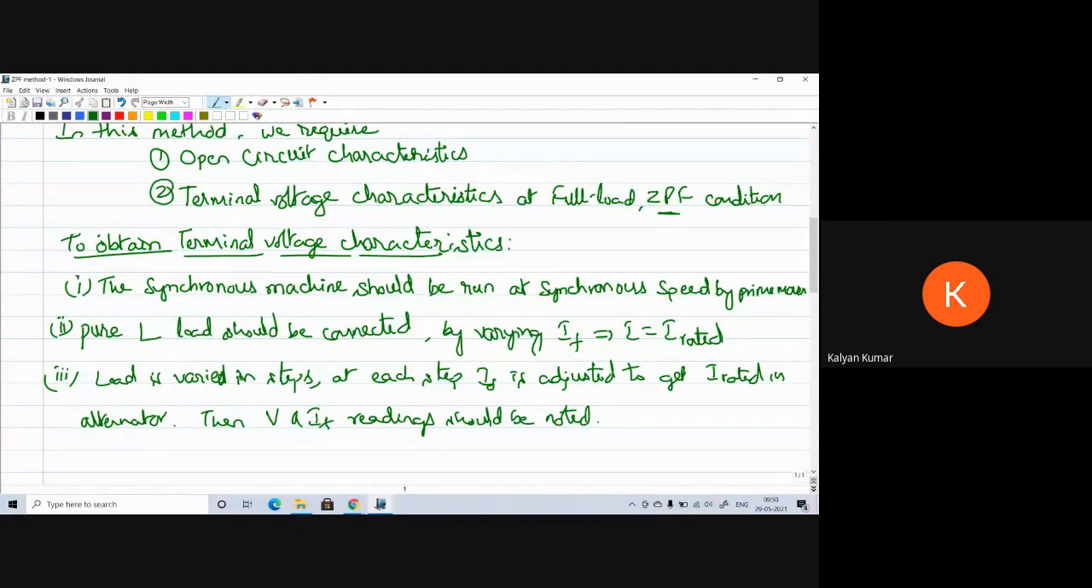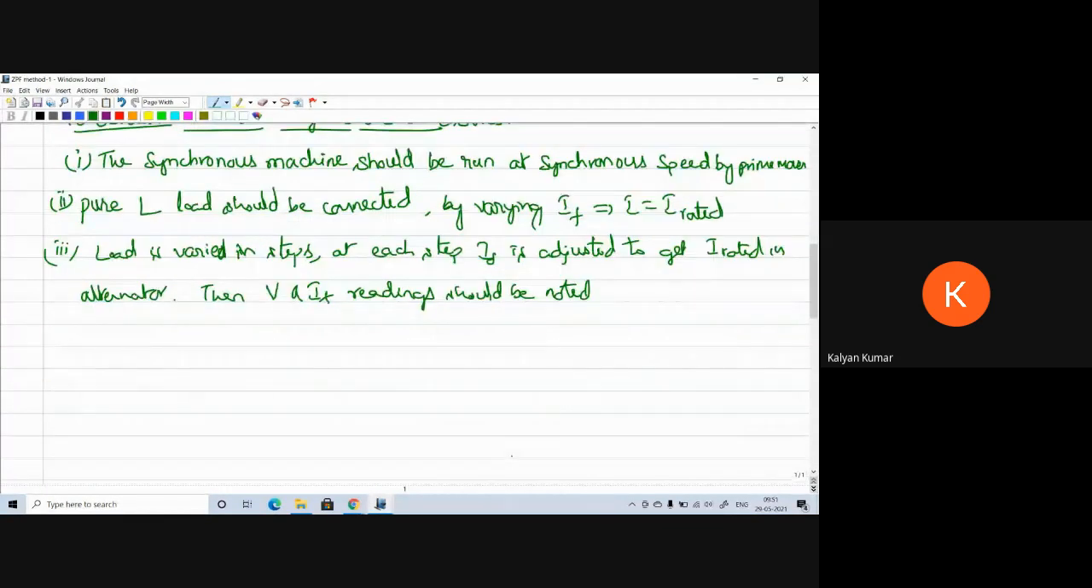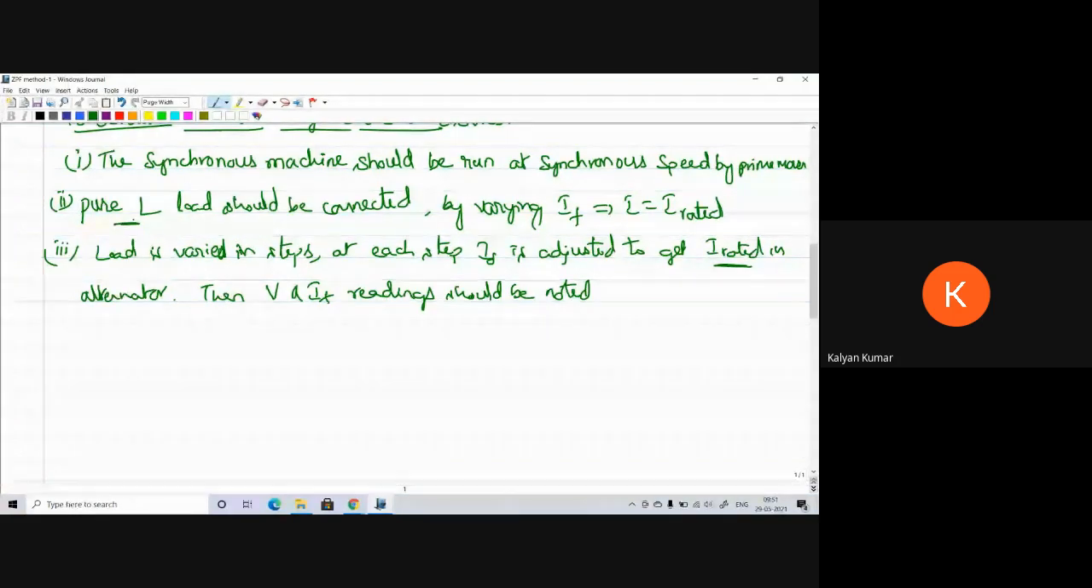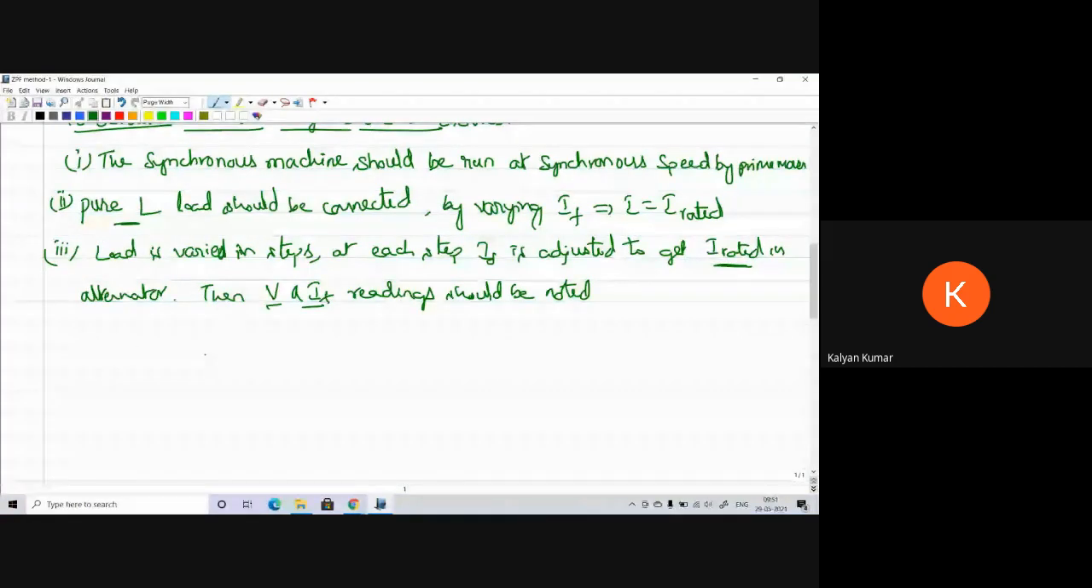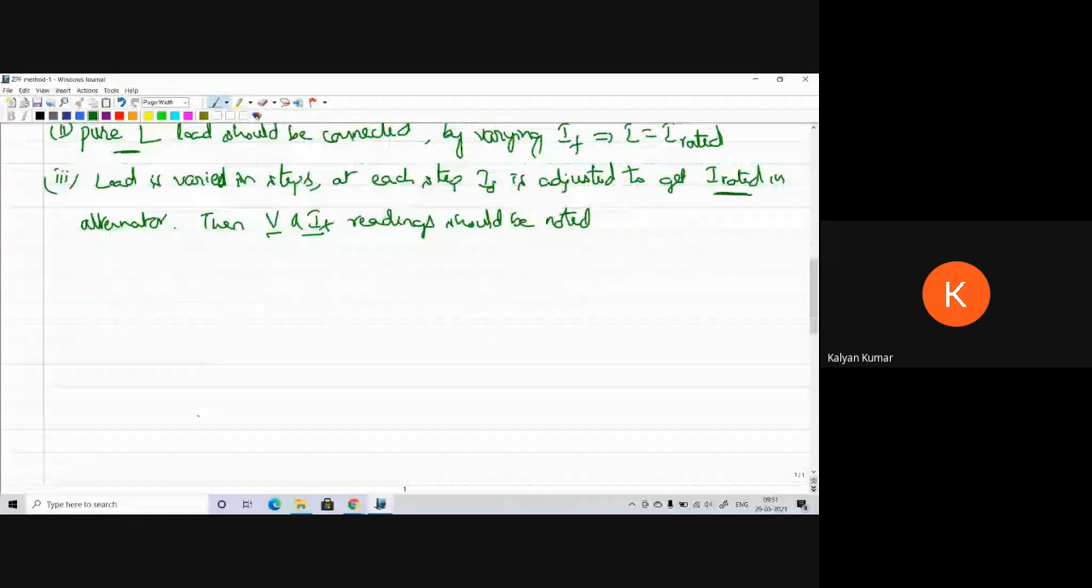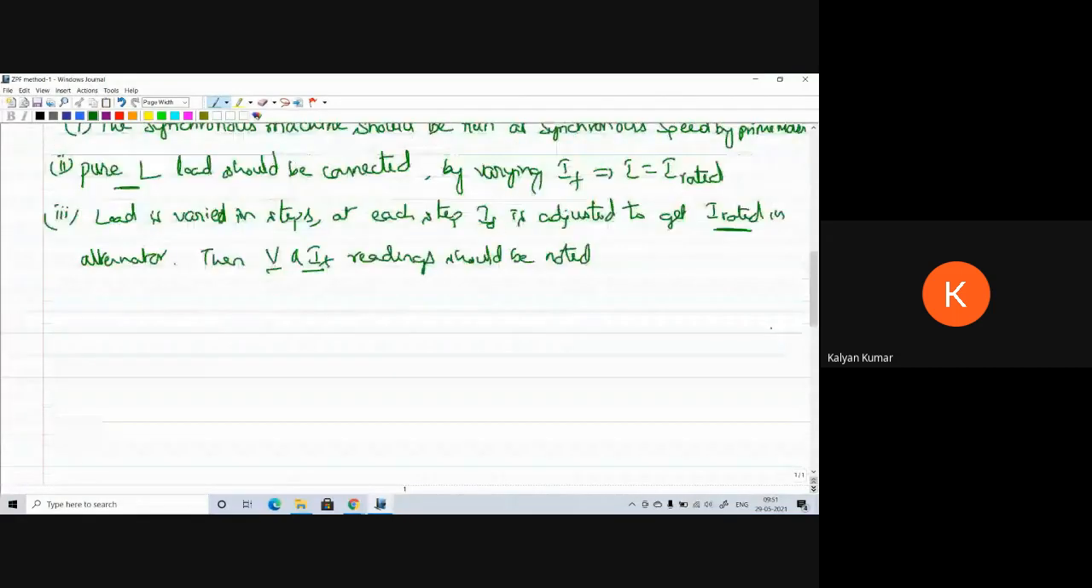Once we note the readings of IF and terminal voltage, we are maintaining the armature current equal to the rated value at each step, and at the same time, as the load is pure inductive, zero power factor is maintained. So we can get the terminal voltage versus field current values at full load zero power factor conditions. With these readings, we can plot the zero power factor curve. The curve will be like this.